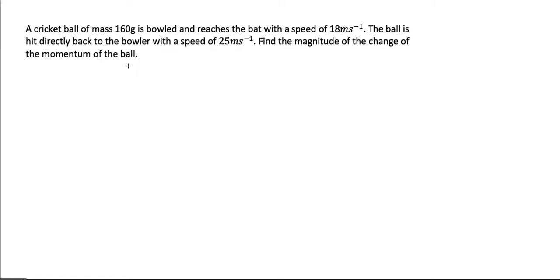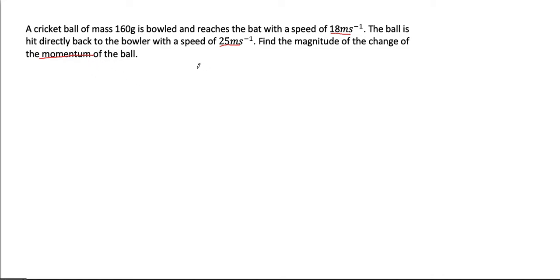A cricket ball of mass 160 gram is bowled and reaches the bat with a speed of 18 meter per second. The ball is hit directly back to the bowler with a speed of 25 meter per second. Find the magnitude of the change in the momentum of the ball. So that's what we're going to find.